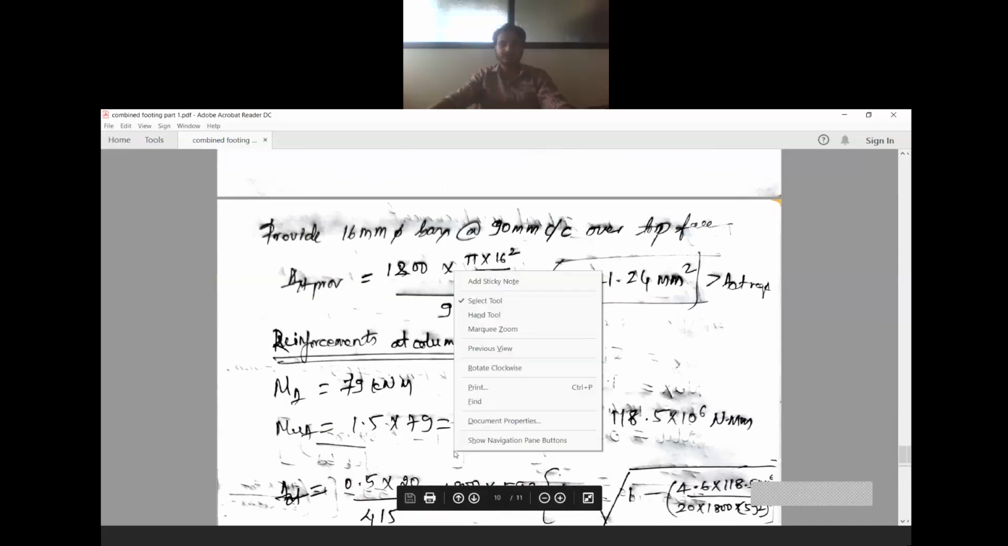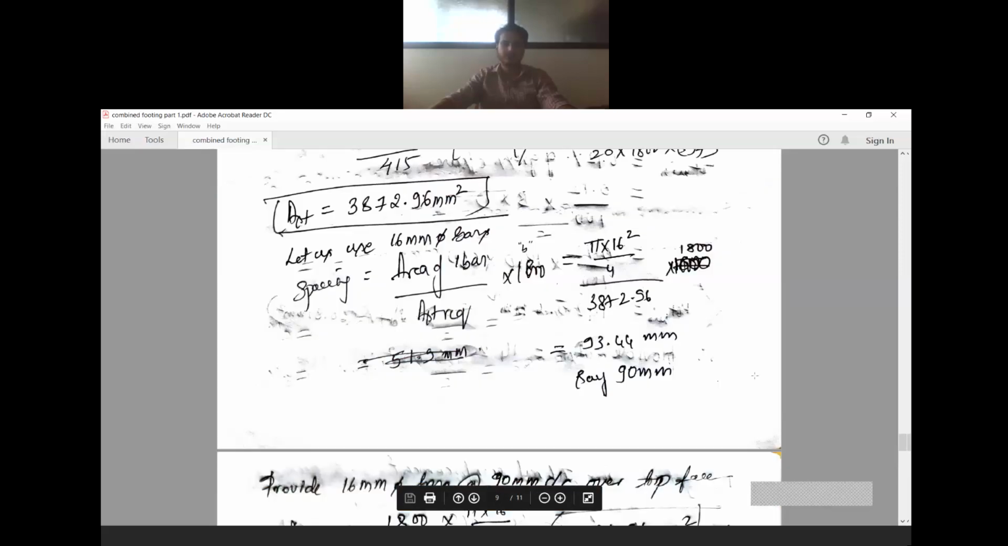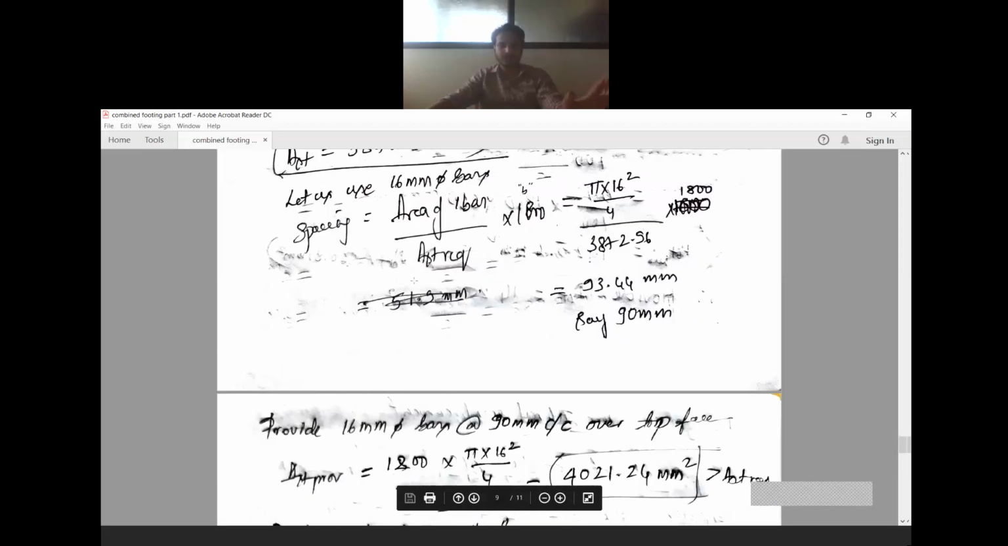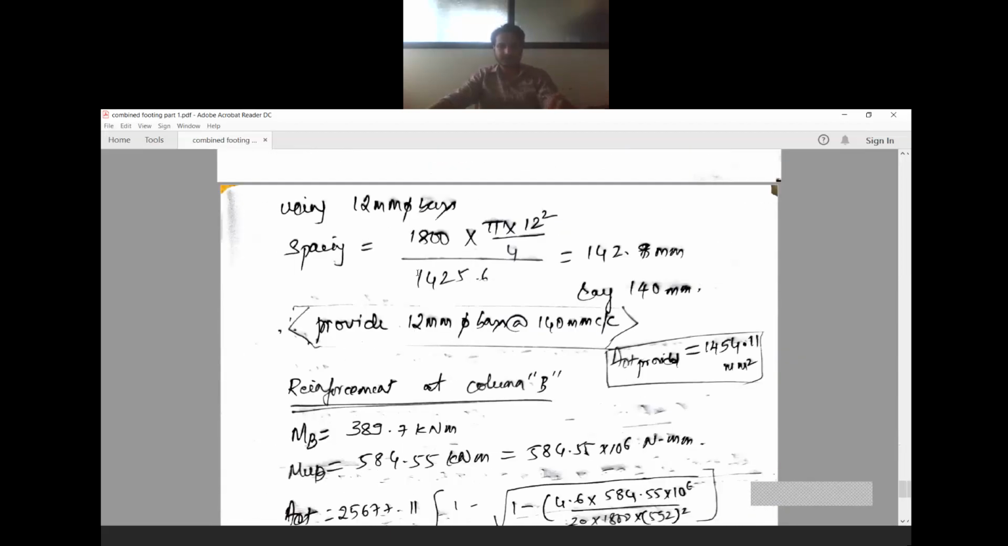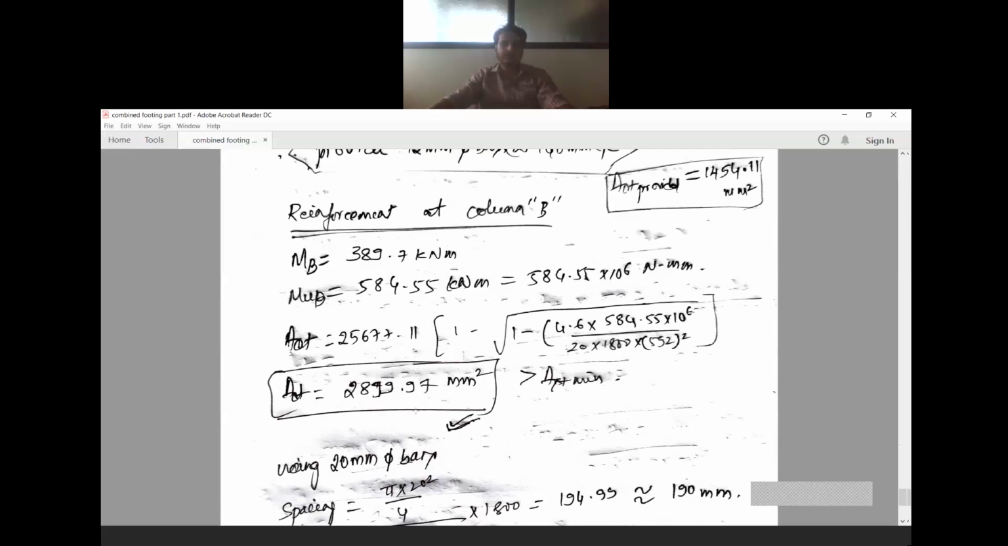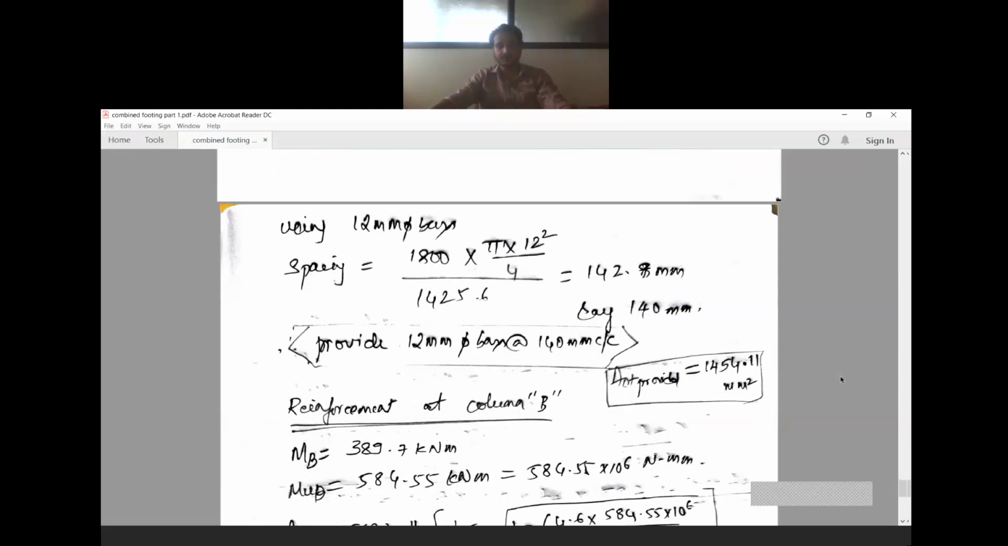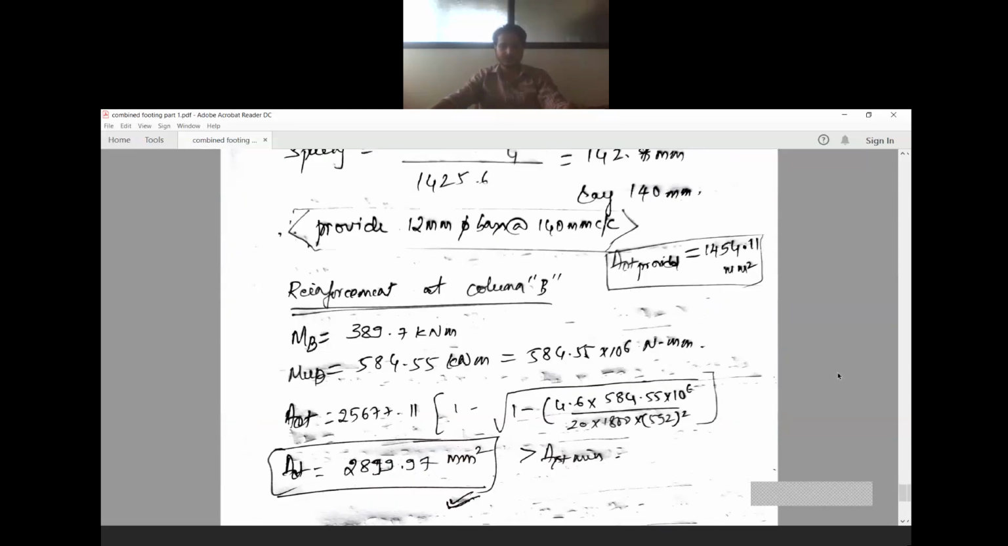In the previous case, for Mx, the area is more than 1400, so I kept that there. While considering column B, here also the value of Ast is more than 1400, so here also I have considered this value only. Whereas in this case, the value of Ast is less than 1425, so I have to consider 1425, which is the minimum reinforcement requirement according to IS 456.